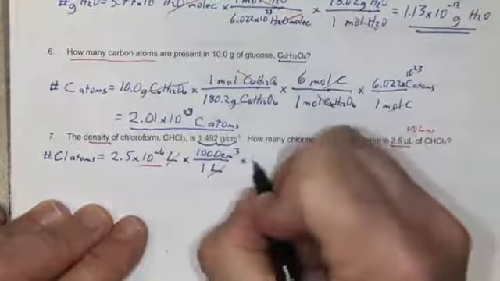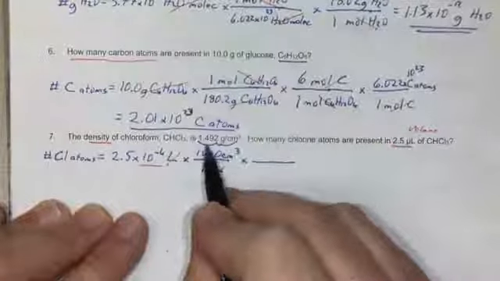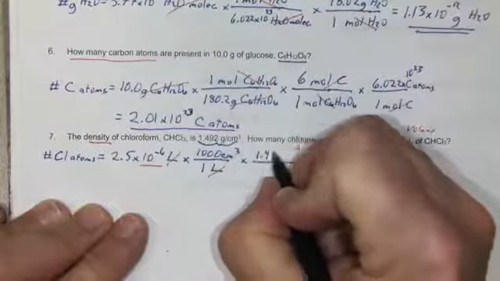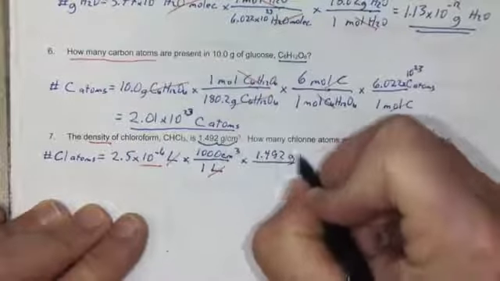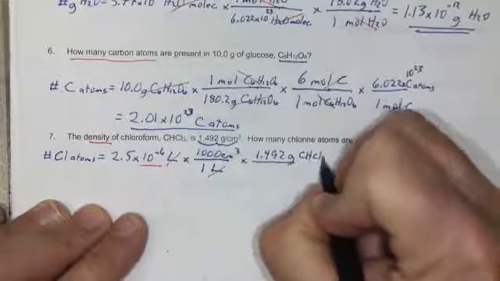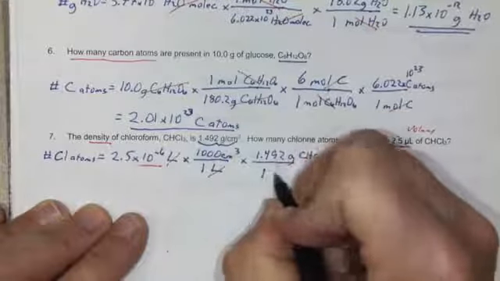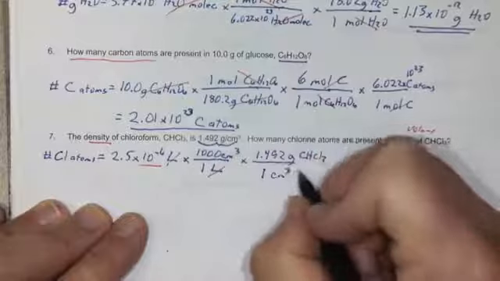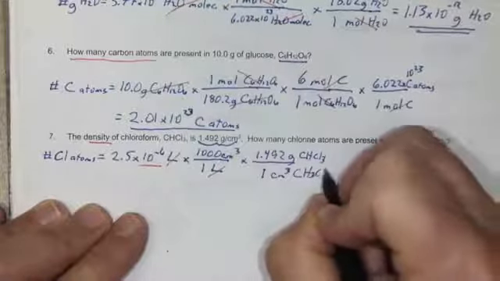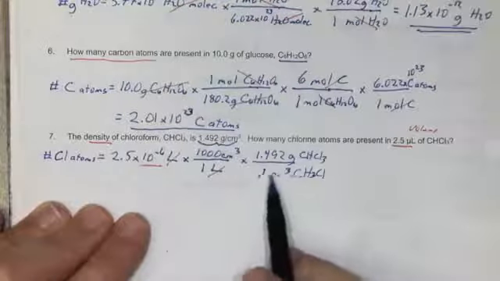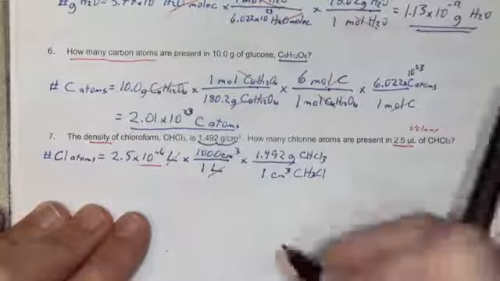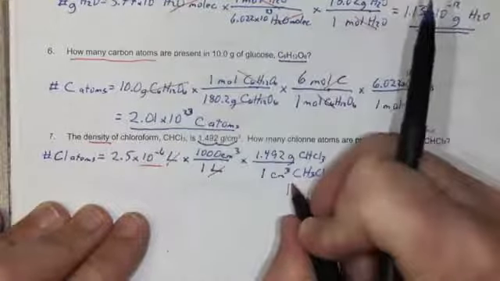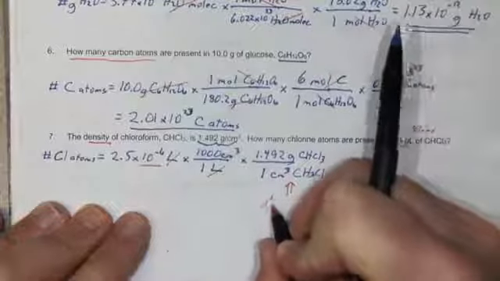Now, the next thing I'm going to do is use density as a conversion factor. There's 1.492 grams of CHCl3 for every cubic centimeter of CHCl3. Here I'm using density as a conversion factor. So right at this step, I'm using density as a conversion factor.